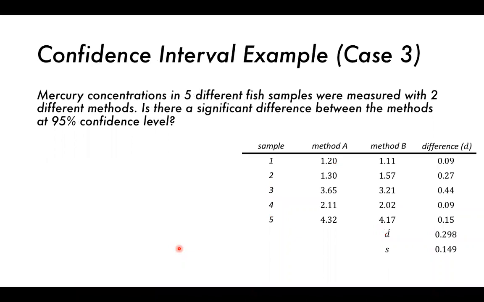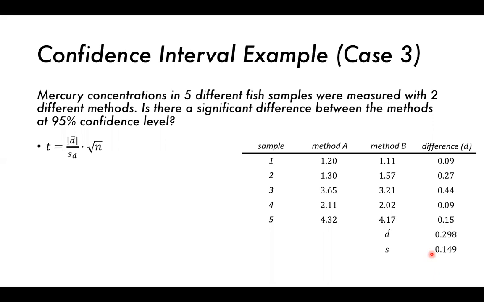And so here we have mercury concentrations in 5 different fish samples that were measured with 2 different methods. Is there a significant difference between the methods at 95% confidence level? So we have samples 1 through 5. We have methods A and B. We find the difference between methods A and B, which is the 4th column here, D. Then we find the mean for these differences, which turns out to be 0.298. And then we also find the standard deviation, which is going to be 0.149.